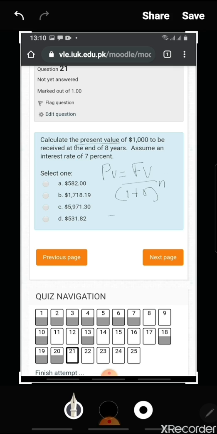Your future value over here is 1000, which will be received 8 years later. So you need to calculate the present value. That means you need to bring it back 8 years. The interest rate is 7% and the power will be 8. The answer for this one is coming 582. So 582 is the correct answer.